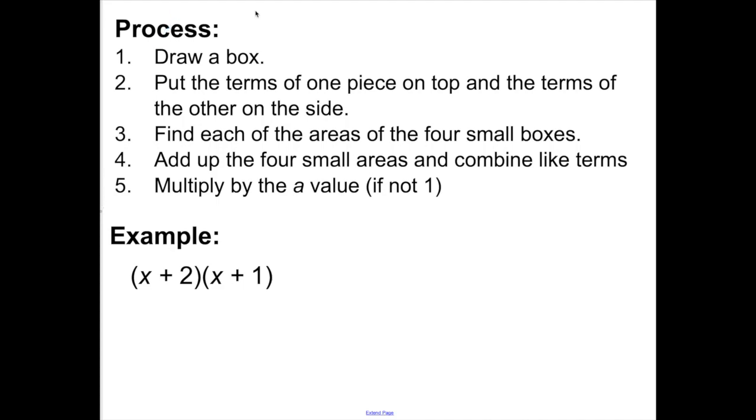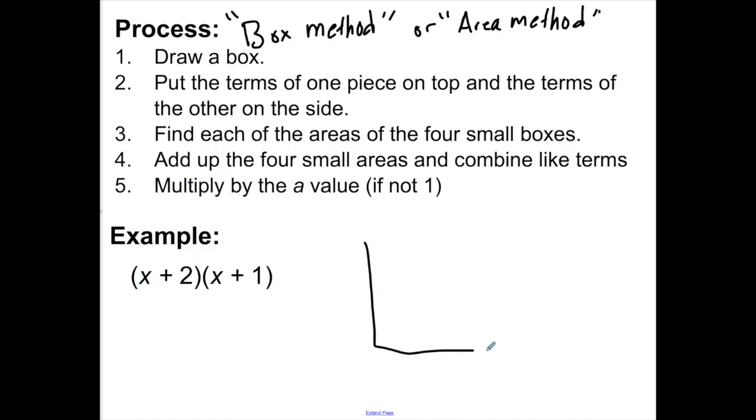All right, so here's the process, and this process is what I call the box method, or sometimes we call it the area method or model. This is just a way to do distribution visually. So the first thing we're going to do is draw a box. So let's pretend I've got x plus 2 times x minus 1 from the previous page.